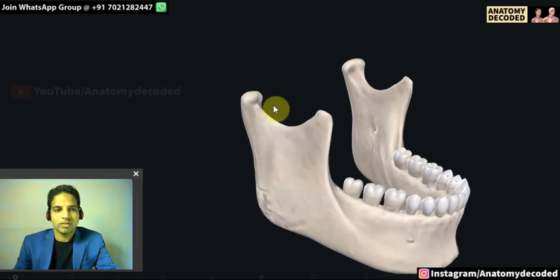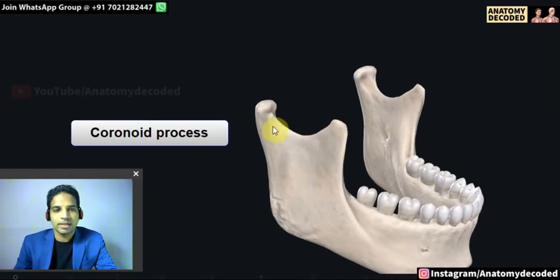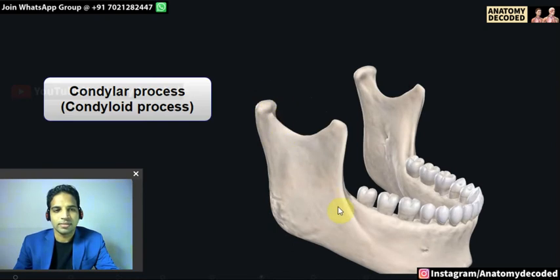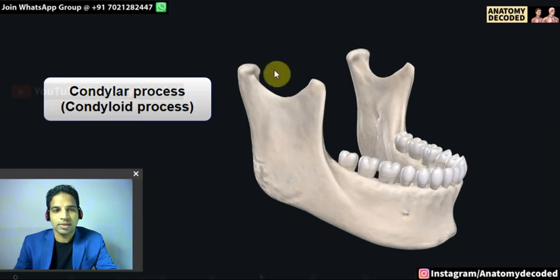This ramus of the mandible has two specific parts. This anterior part is referred to as the coronoid process of the mandible, and this posterior part is referred to as the condylar process of the mandible. In some books, it is also given as condyloid process.